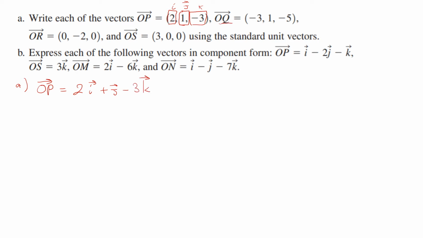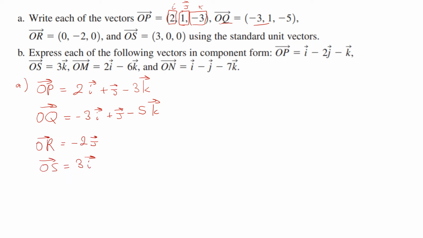Same thing over here, let's go to OQ, and you guys can do the rest. Over here I have negative 3i, plus j, and negative 5k. So that's it, you just get the number and put i, j, k, whatever it corresponds to, next to it.